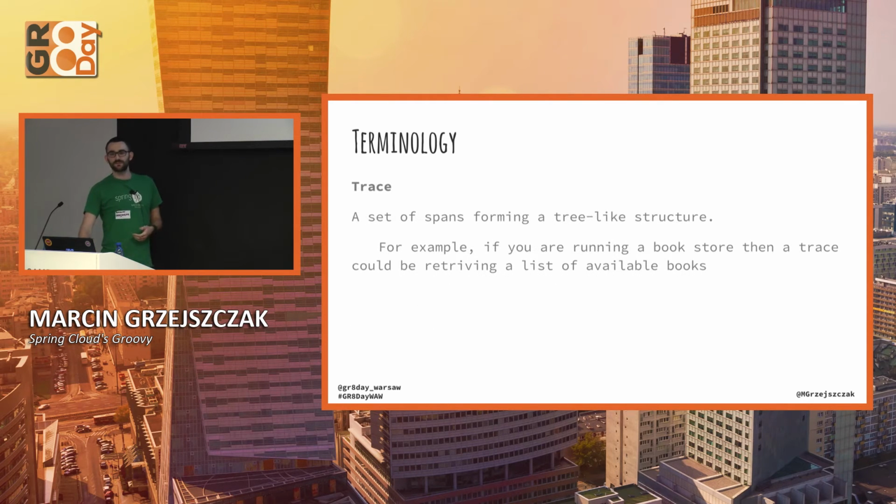Now we have something called trace. So trace is a set of spans forming a tree-like structure. So let us assume that we have a bookstore, and one of the endpoints is give me a list of available books. So if I send a request, and there is plenty of things going on in the backend to retrieve that list of available books, altogether it forms a trace. And each operation that leads you to getting the books can be a span.